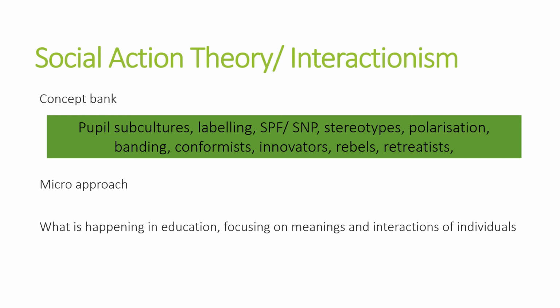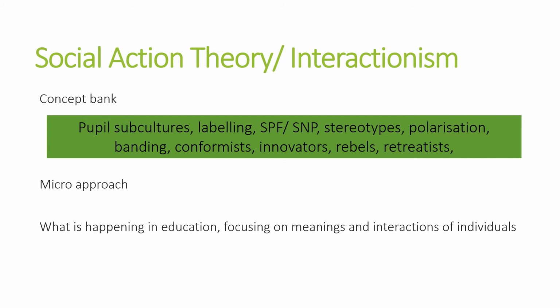Social action theory talks about, obviously, these micro approaches, the small scale. It's what is happening in the education system, in the classroom with the students. So it's all about those interactions. It can be positive and negative. It highlights the issues of labelling and subcultures.